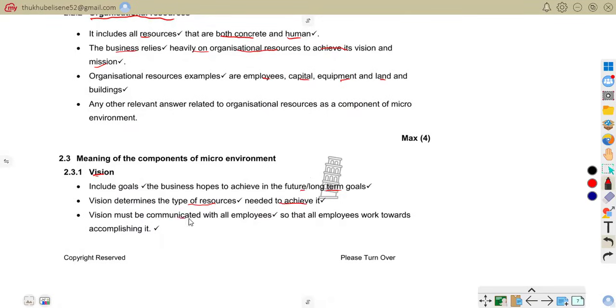Vision must be communicated with all employees so that all employees work towards accomplishing it. Employees must understand the vision and work towards it. So that is that. Now let us move on.